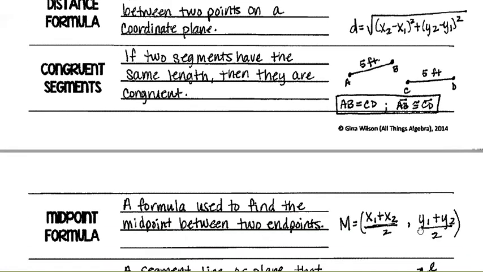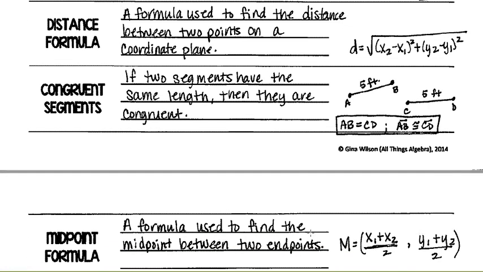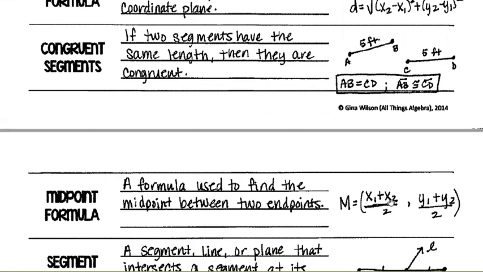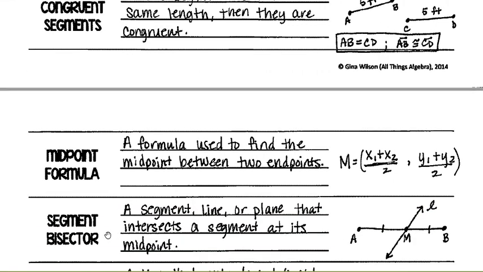Now, let's see, midpoint formula. So you'll see this too. It's pretty straightforward. A formula used to find the midpoint between 2 endpoints. So if I wanted to find the middle of A and B, I can use this formula, plug it in, that'll give me my X value, plug it in for my Y value, and that'll give me the exact point. So if that's an in-between point here, right? That is how you use the midpoint formula. It's just plug and chug. All right, segment bisector: a segment, line, or plane that intersects a segment at its midpoint.